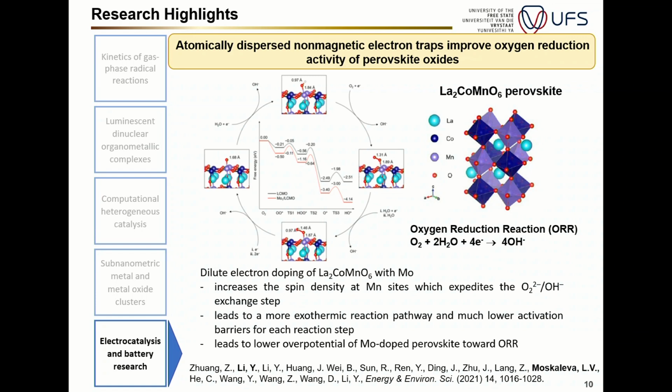Our theoretical calculation of the perovskite material has shown that doping with molybdenum decreases the activation barriers and makes the reaction energy profile more exothermic, thus leading to a decreased overpotential toward the oxygen reduction reaction.